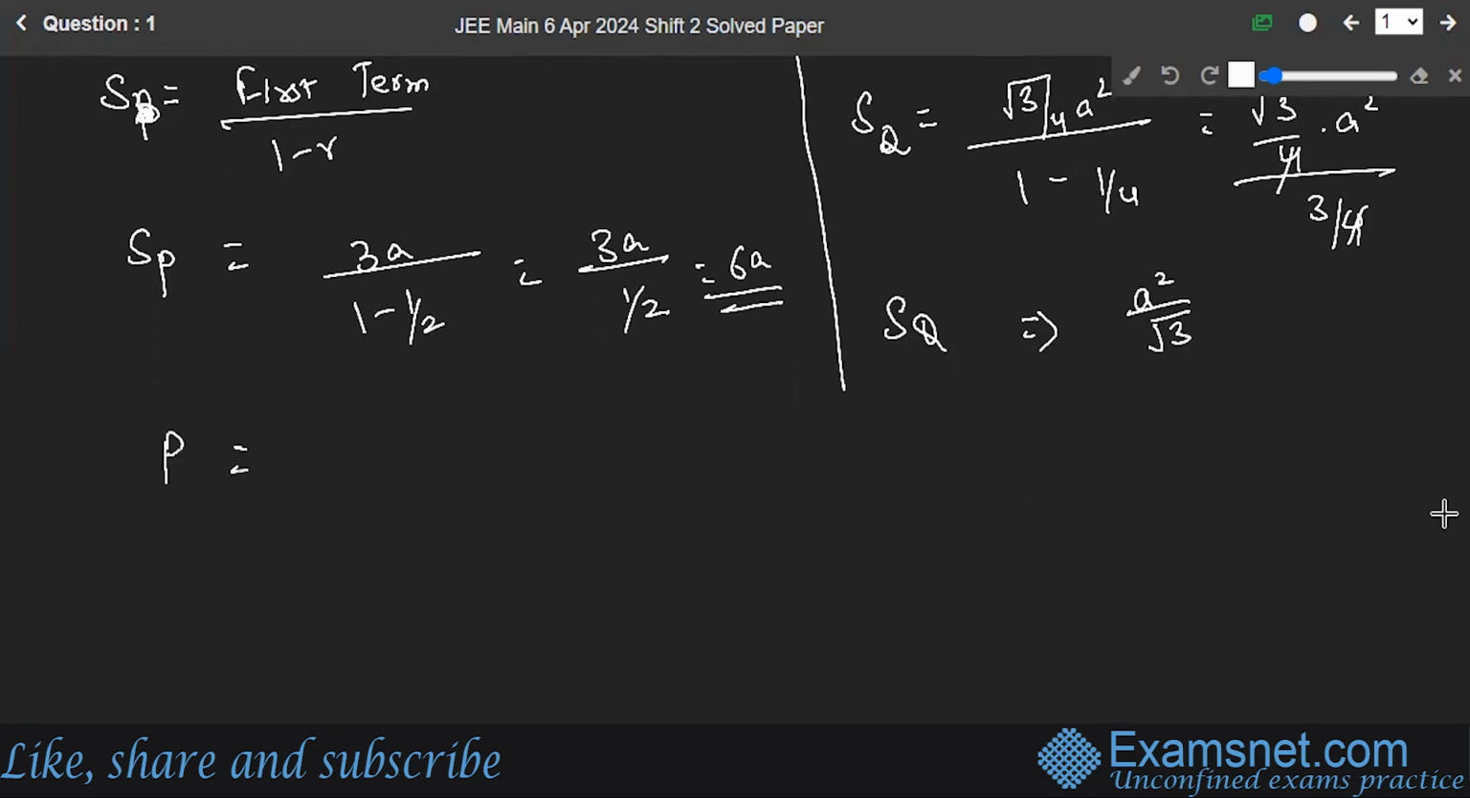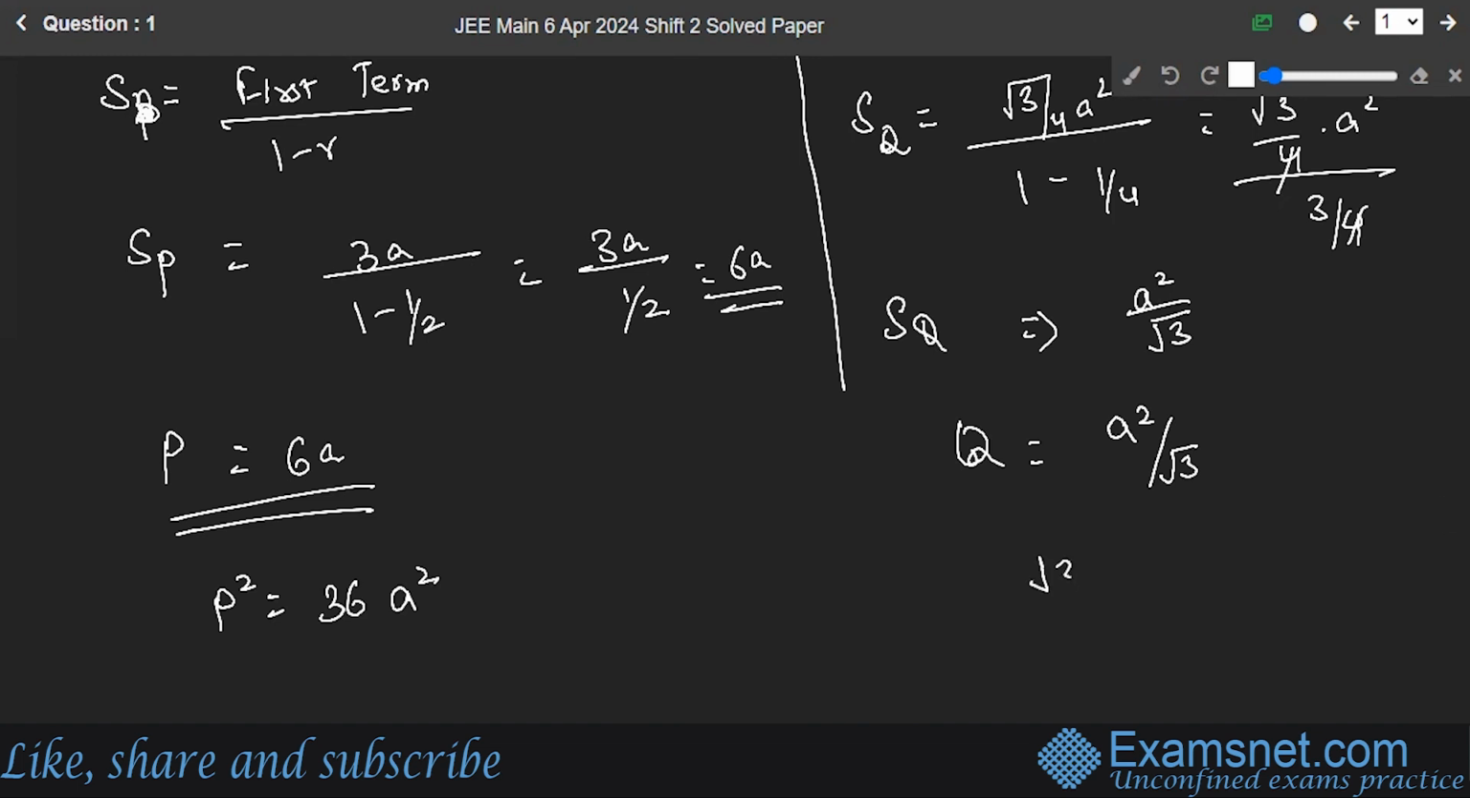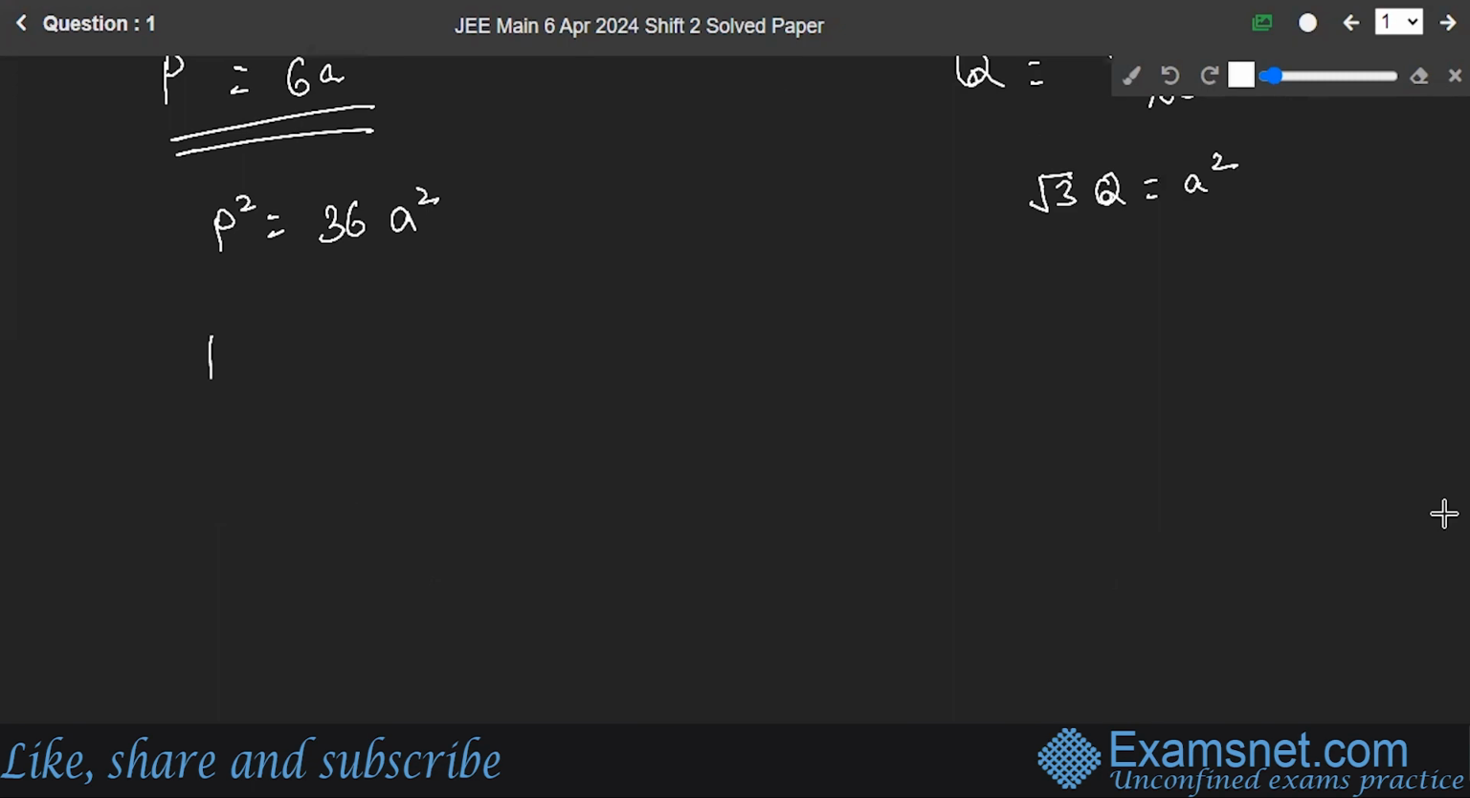So P is equal to 6a according to the question, and Q is equal to this. What is P square? It's equal to 36 a square, and if I take it on this side, the root 3 into q is equal to a square, or you will have p square is equal to 36 into root 3 into q, or this is 36 root 3 into q. P square is equal to 36 root 3 into q.